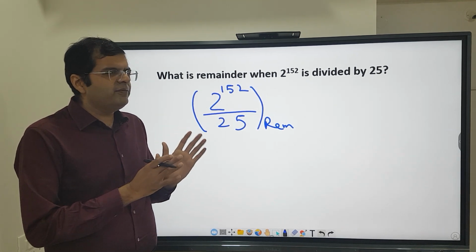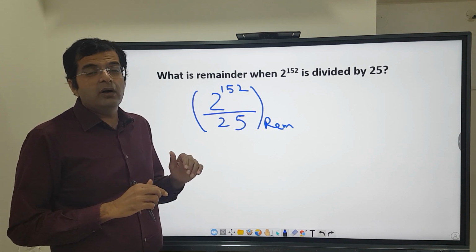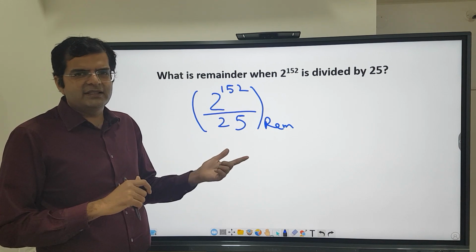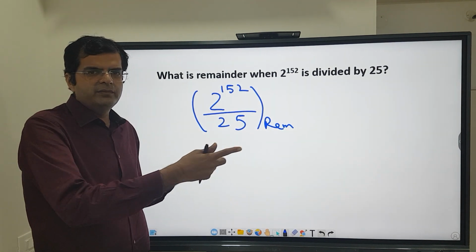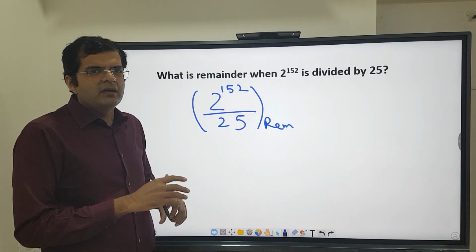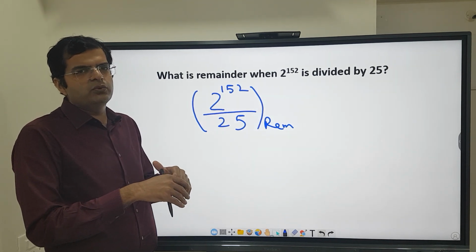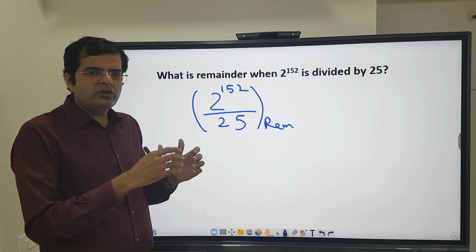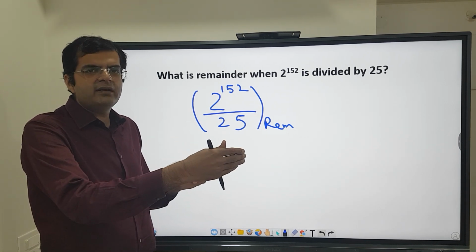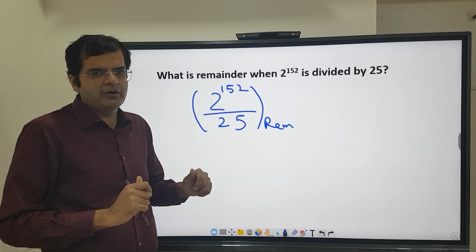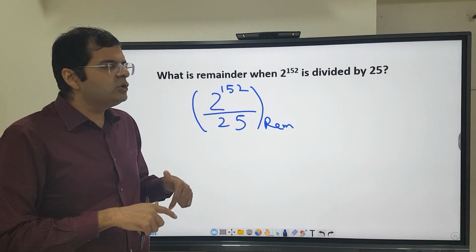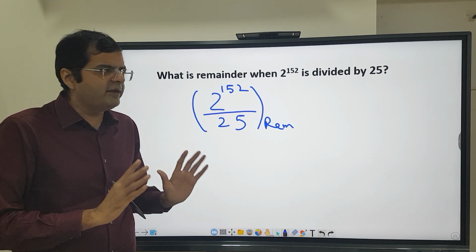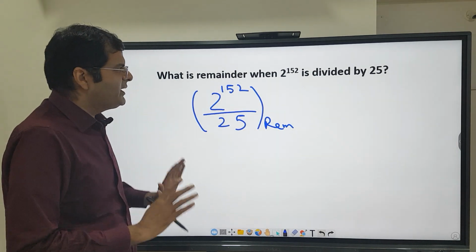Now, what can be a power of 2 which might be closer to 25 or a multiple of 25? If I do 2 raised to 4, that is 16, then 2 raised to 5 becomes 32, which is 7 more than 25. I'll go a bit closer. 2 raised to power 6 is 64, which is 14 more than 50, a multiple of 25. Then 2 raised to 7 is 128, which is very close to a multiple of 25. Let me start with this 128 as a number.